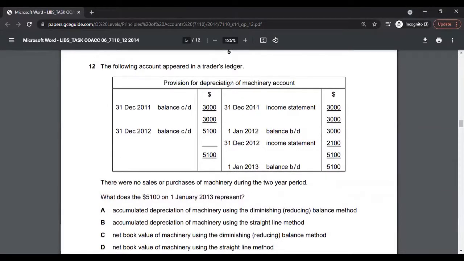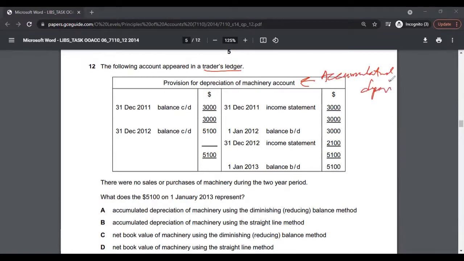Multiple choice 12. The following account appeared in a trader's ledger: provision for depreciation of machinery. So this is the accumulated depreciation account. There were no sales or purchases of machinery during the 2-year period. What does 5,100 on 1st January 2013 represent? So basically, what does this balance represent? This is going to be accumulated depreciation of machinery. This is not a net book value because this is a provision account, not an asset account.